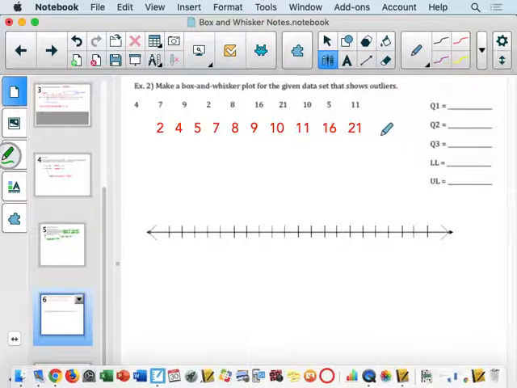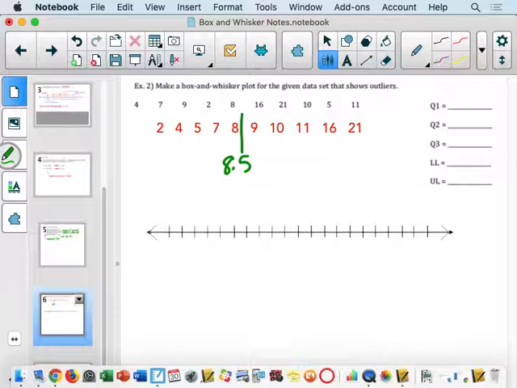Immediately we need to divide our data in half. So step 1 is to find the median. How many pieces of data do we have? 10. So halfway through is going to be between our 9 and 10. Oh, nope. Between the 8 and 9. Correct. So between 8 and 9, what is our median?